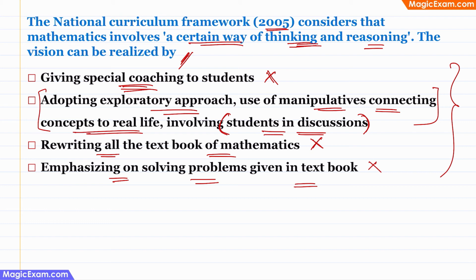Next, if you are connecting these concepts to real life. For example, if you are teaching the concept of money in the classroom and you tell the students how they can use money in real life, or give them some examples of how their parents have used money to buy them things, you are connecting concepts to real life, right? So this is the best way of developing mathematical thinking and reasoning abilities. Therefore, option 2 is the correct answer.